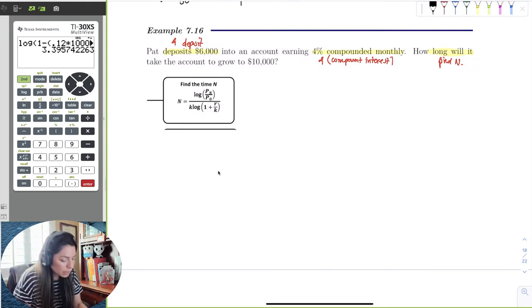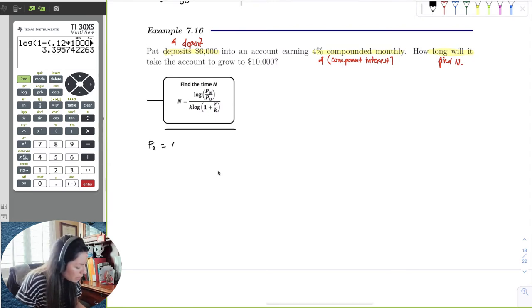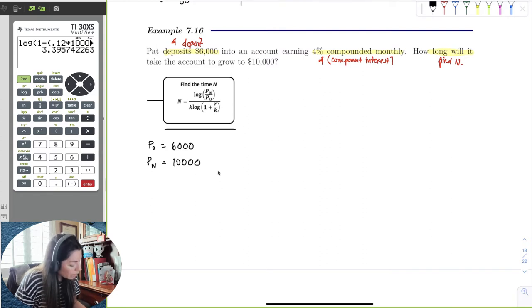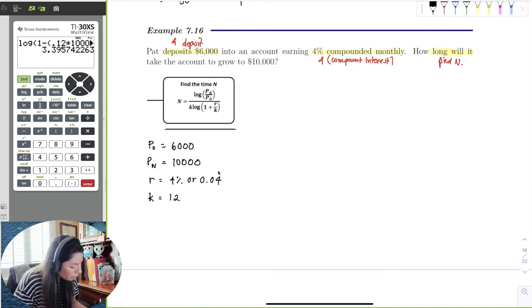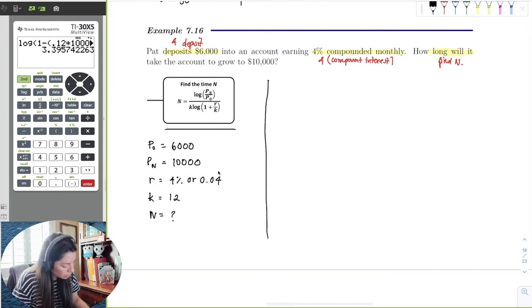So the first thing we need to note is that the initial deposit is $6,000, and we want it to grow to $10,000. So that's our P sub N. Our interest rate R is going to be 4%, or in other words, 0.04. Our K is our compounding period, and it's compounding per month, so that means it's 12 times per year. And so it looks like we're good to go now. And then N, of course, that's what we're trying to find. So draw a line, there's our unknown.